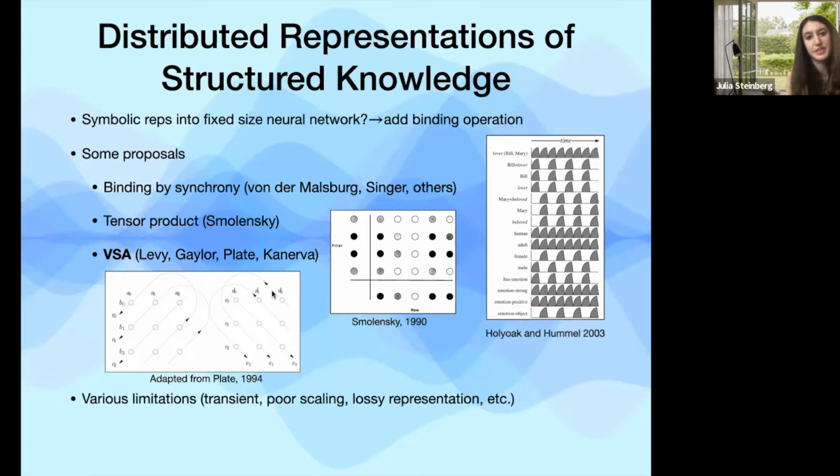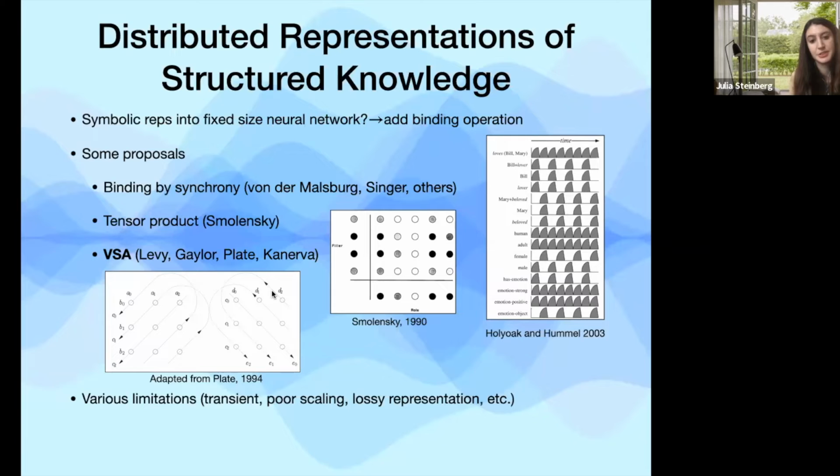So each of these proposals have various limitations. So the first is that it's kind of difficult to understand, for example, if you had many different roles for a single person, how you would kind of represent that by synchrony, and also how you would store something like that in long-term memory and get the timing correct.